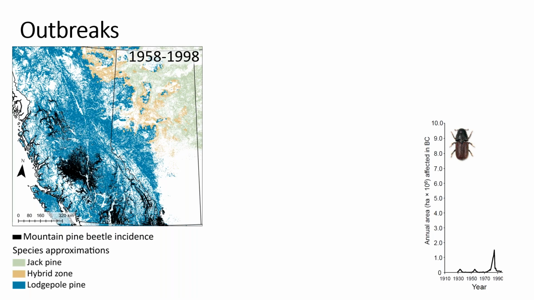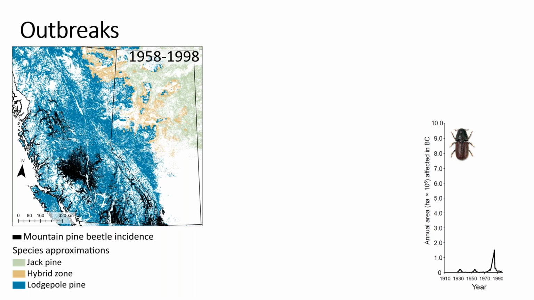So in this first time series of maps, we have BC and Alberta. We have the species approximations for lodgepole pine, jack pine, and the hybrids between them. And we also have mountain pine beetle incidents. So this is a period of 40 years, the mountain pine beetle outbreaks from 1958 to 1998.